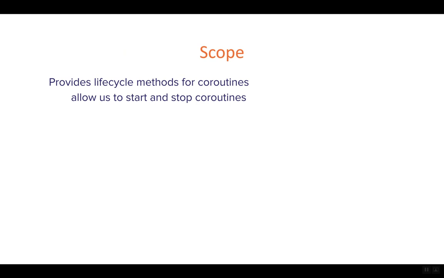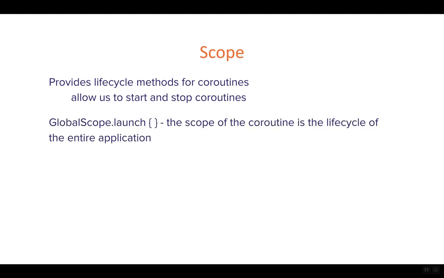All right, so let's briefly talk about scope. Now, scope provides lifecycle methods for coroutines, and it allows us to start and stop coroutines. So, for instance, we have the global scope, which is the scope of the entire application. So if you're running your code in Android and using a global scope, the coroutine will not be canceled unless the whole scope of our application is canceled and destroyed, right?